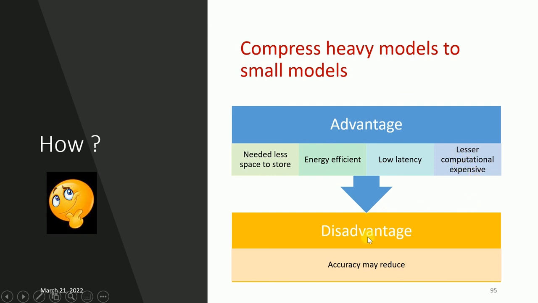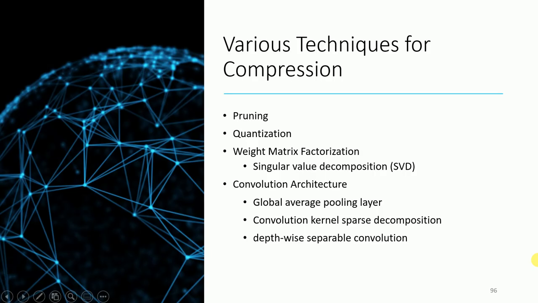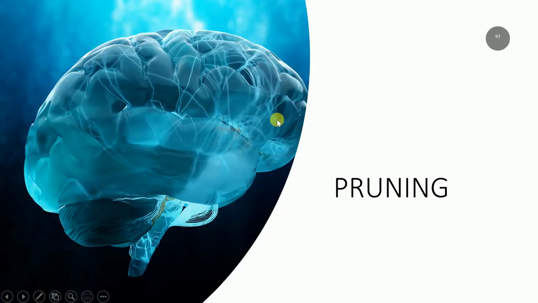So if we deploy these models in real time, then sometimes we have to compress the models, and on compressing, the accuracy may reduce. There are some techniques used for compression purposes, such as pruning, quantization, weight matrix factorization, and convolution architecture, right? Pruning is the technique we will discuss first.